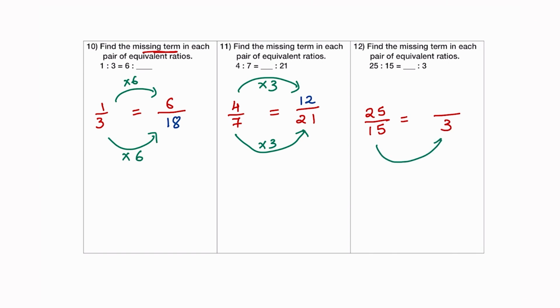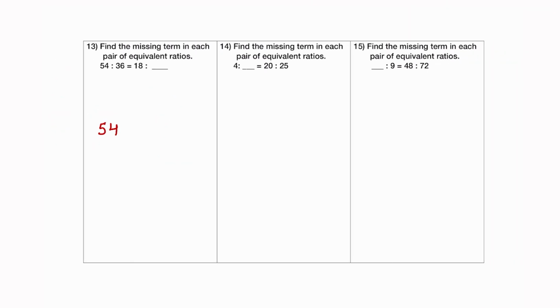Here, 15 to 3, it is divided by 5. Same thing here, we divide by 5. So 25 divided by 5 is 5. So that's 5 over 3. So that's 54 over 36 equals 18 over something. Now 54 to 18 is divided by 3. So the same thing here, divide by 3. 36 divided by 3 is 12.